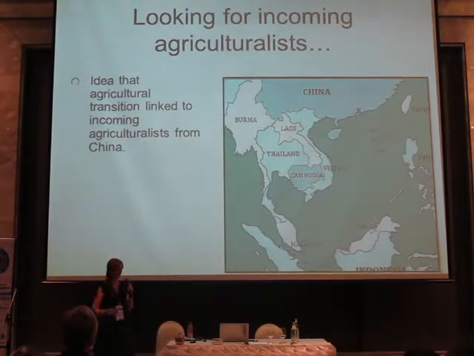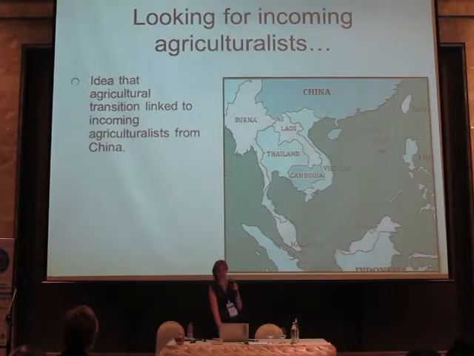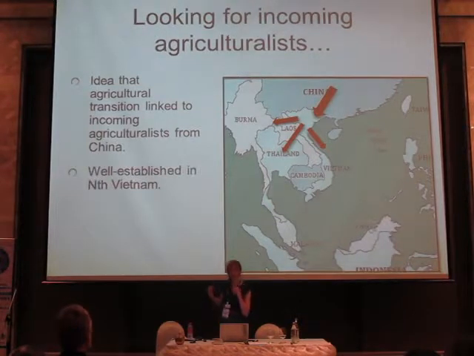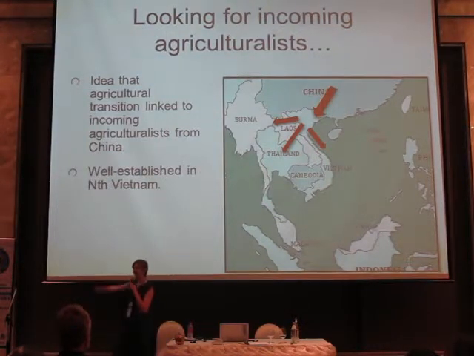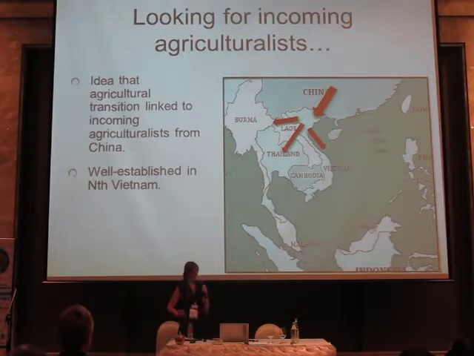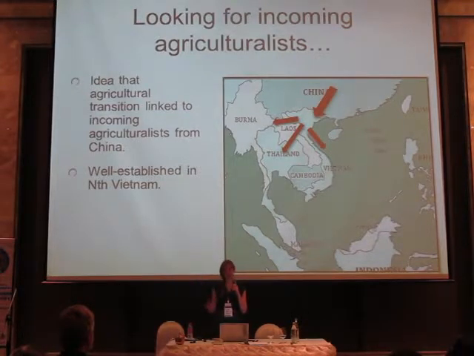So Mark set up the two-layer hypothesis model a second ago, and the idea that agricultural transition is fundamentally linked to these incoming agriculturalists from China, who then spread out across the Southeast Asian mainland and are spreading the agricultural culture and their own genes with them as they go. And this is super well established in North Vietnam, where they've got all those lines of evidence because they've got complex hunter-gatherer cemeteries that predate the agriculturalists coming in, so you can see that changeover happening.